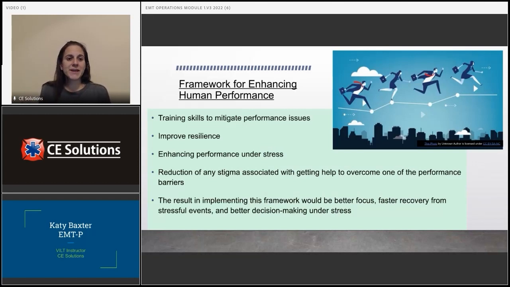The framework for enhancing human performance. We've got training skills to mitigate performance issues. Appropriate training. I know it's hard not to get into the training room and start giggling and laughing, and the mannequin does something silly, or you do something silly to the mannequin.